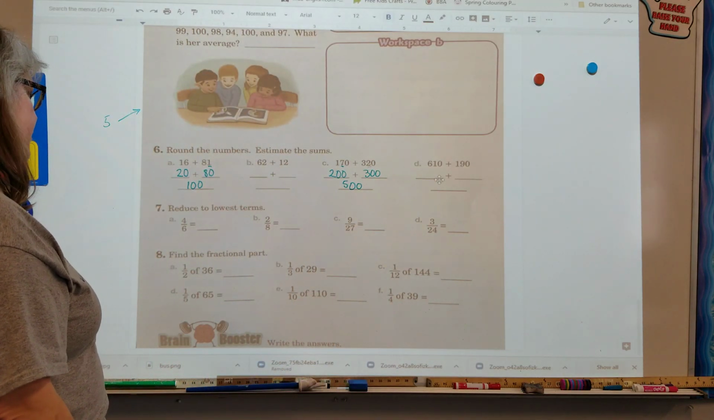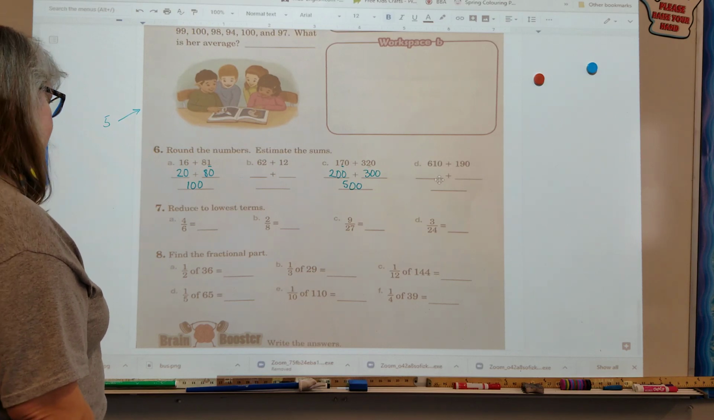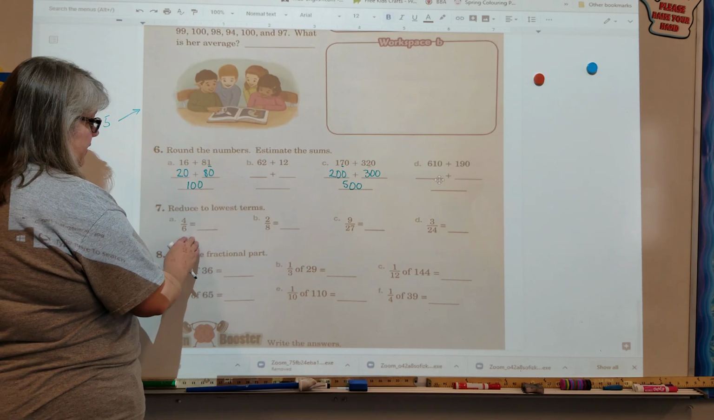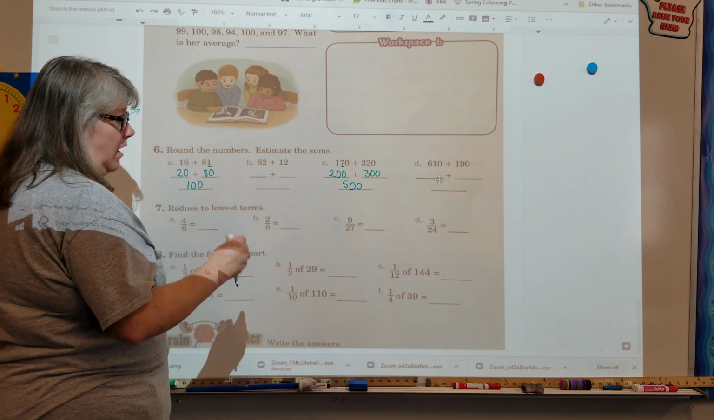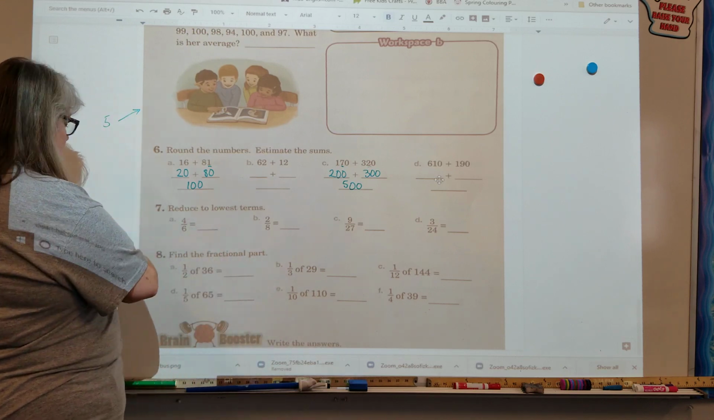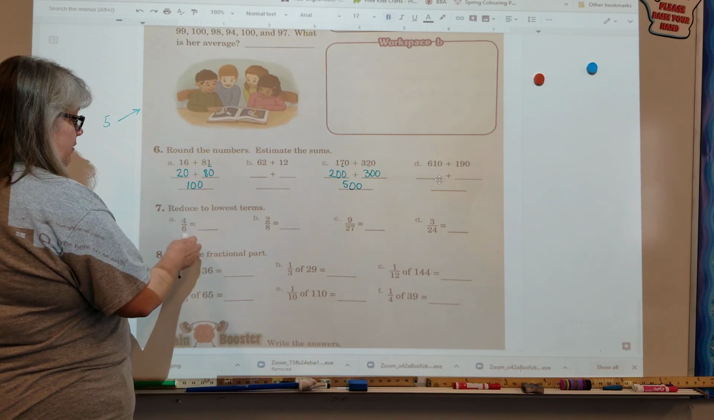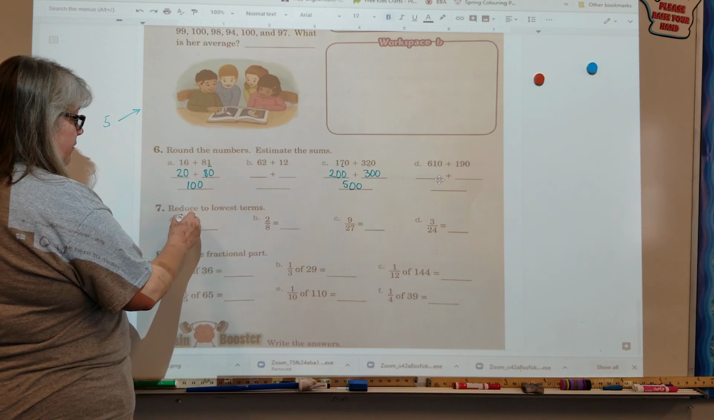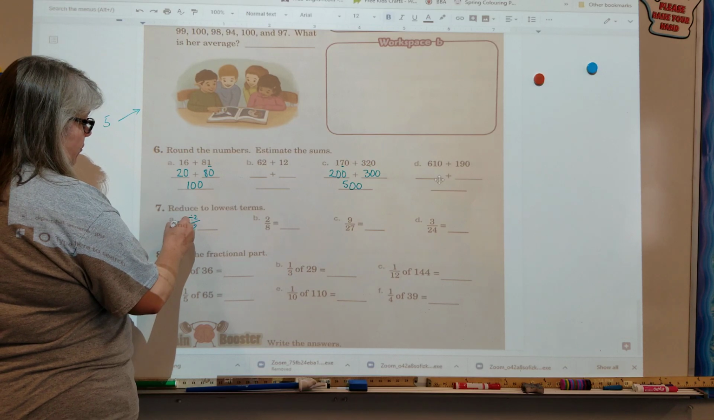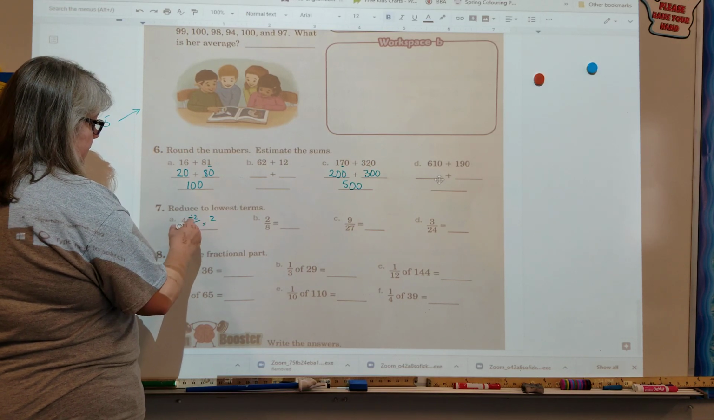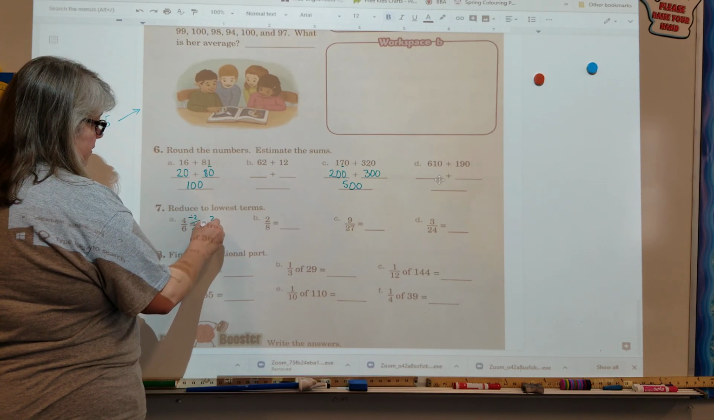Number 7, reduce to lowest terms. Remember, you're going to see what you're dividing. You're looking for your greatest common factor. Here, 3 won't go into 4 evenly. You have to have the same one. So this one, when they're both even, you can always try 2. 4 divided by 2 is 2, and 6 divided by 2 is 3.